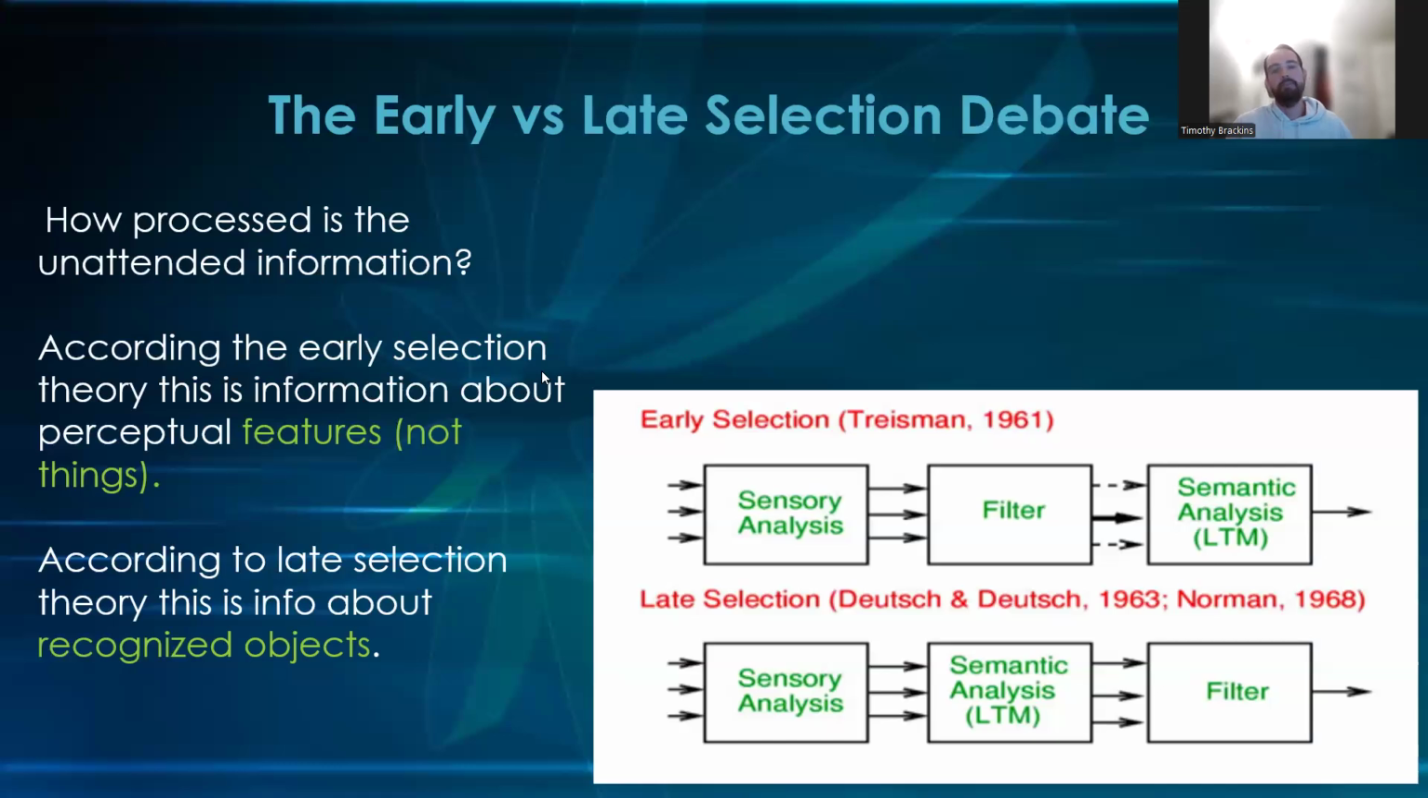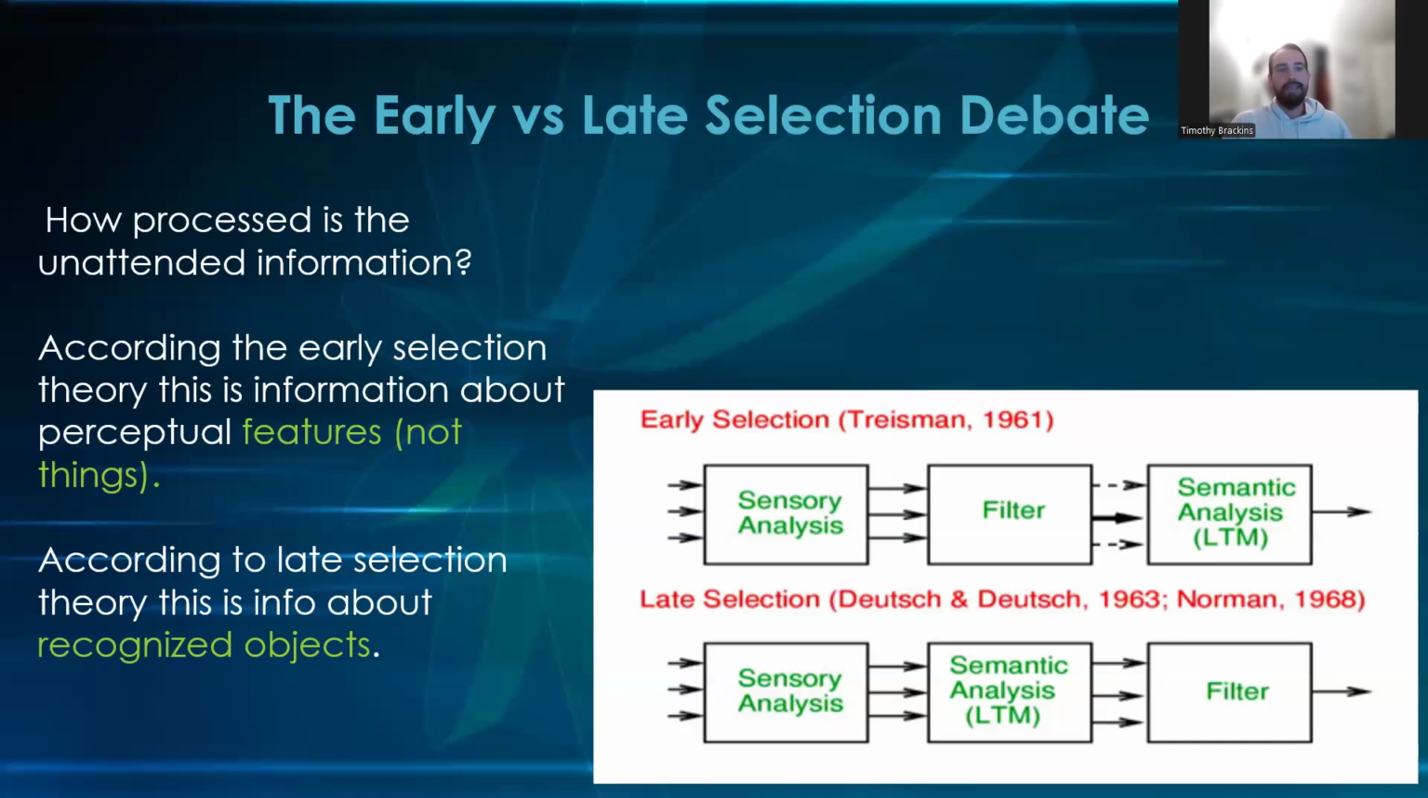Early selection theory, which Broadbent and Treisman are proponents of, suggests that our attention acts as a filter early in the processing stream, and that this filter occurs before any meaningful processing of the sensory input. As a result, only the selected information, based on physical characteristics such as location, pitch, and color, is then processed for meaning. So the unattended, filtered out information is only analyzed for basic perceptual features, not semantic content or meaning, which means the unattended stimuli are filtered out before they are recognized as objects or given any meaning.